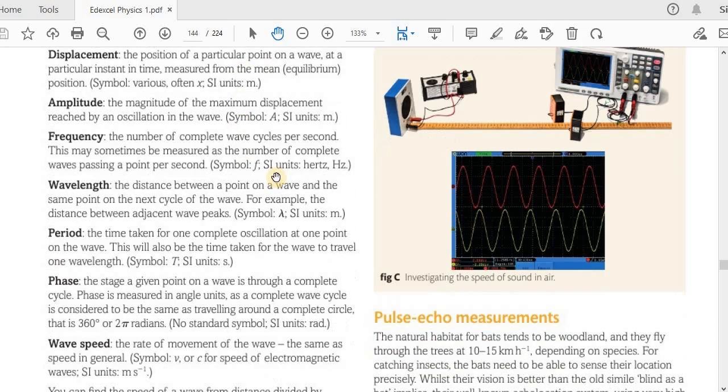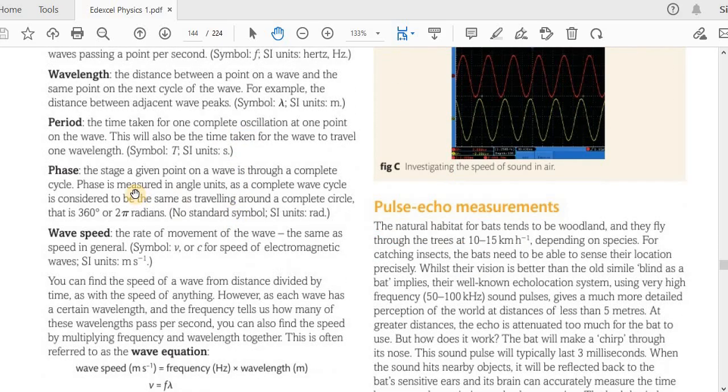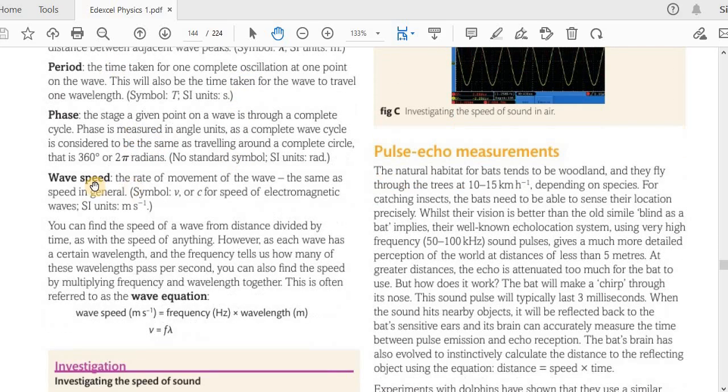Period: the time taken for one complete oscillation at one point on the wave. This will also be the time taken for the wave to travel one wavelength. So for one wavelength, or one wave cycle, to pass, the time taken for that is the period. Okay, so I went through phase, then wave speed.